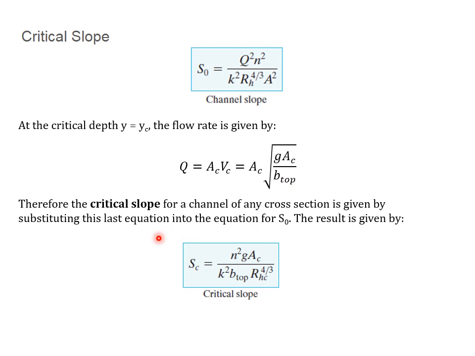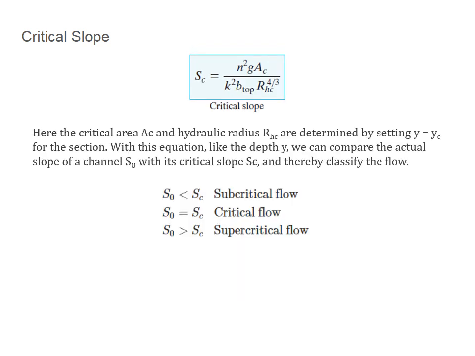Therefore, the critical slope for a channel of any cross section is given by substituting this last equation into the equation for S0 at the top. The result is known as the critical slope, SC. Here, the critical area Ac and the hydraulic radius Rc are determined by setting y equals yc for that section. With this equation, like the depth y, we can compare the actual slope of the channel S0 with its critical slope SC and therefore classify the flow.